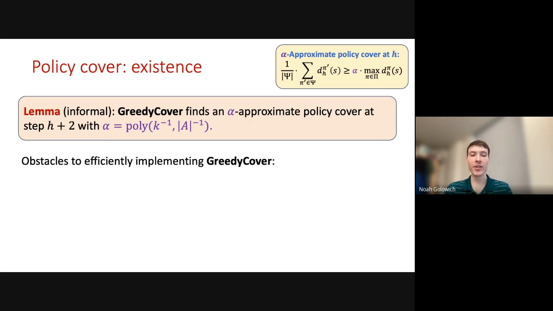What is important is that there are a few key obstacles to implementing greedy cover in an efficient way. One obvious obstacle is that greedy cover requires knowledge of the feature vectors mu(s), for instance, to compute the residual vector at each step.